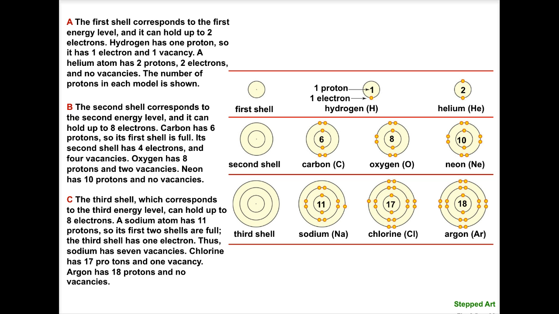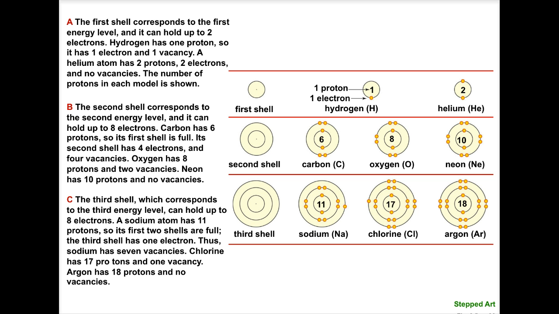Chlorine has 7 electrons on its third shell, so it can hold 1 more. And sodium only has 1 electron on that third shell. So for it to be stable, it either needs to lose that 1 electron and drop down to the second shell being stable, or gain 7.